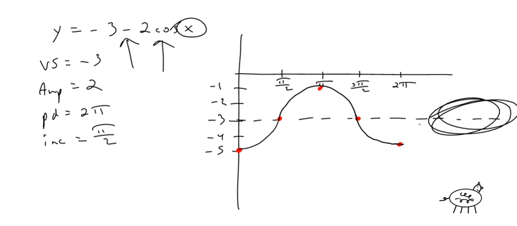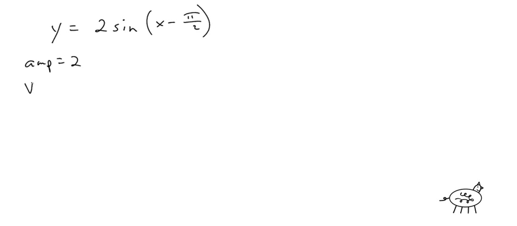Okay, so let's try a shift left and right now. I'm going to do y is equal to 2 sine of x minus pi over 2. Alright, so first of all, you know it has no vertical shift, so let's do a couple things. First of all, our amplitude is 2, our vertical shift is 0.